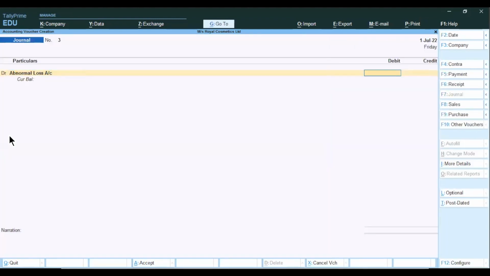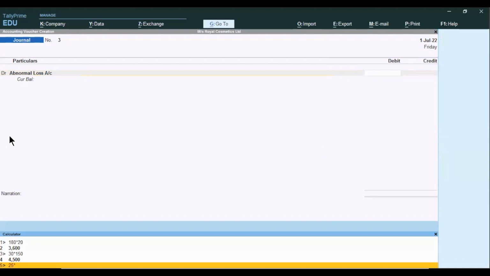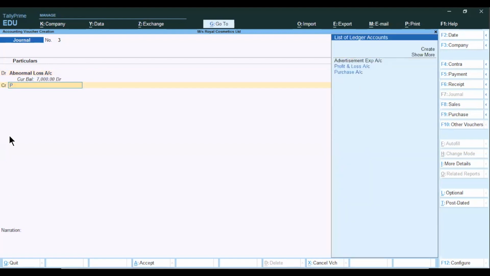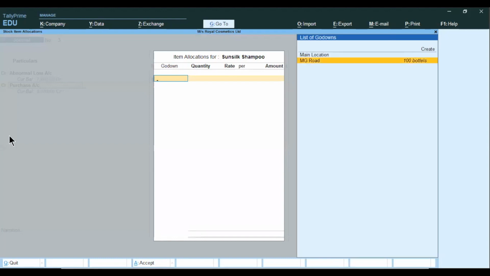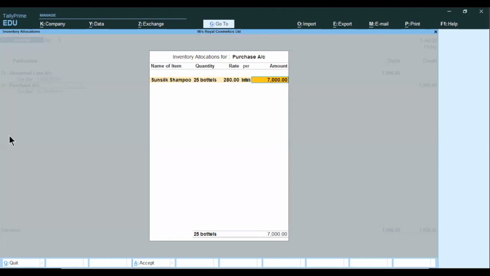So again open the calculator by pressing Ctrl N. Suppose 25 bottles were destroyed at the rate of 280 per bottle. So the total loss is 7,000 rupees. Again press Ctrl N to close that calculator. So abnormal loss account debit 7,000 to purchase ledger. In purchase ledger, select the item which is destroyed. So it is Sunsilk shampoo. From which godown? From MG godown. How many bottles? 25 bottles at the rate of 280 per bottle, total amounting to rupees 7,000.